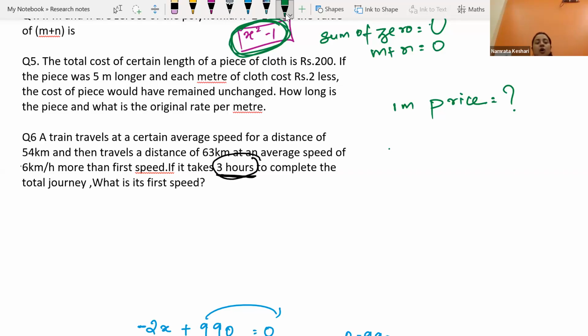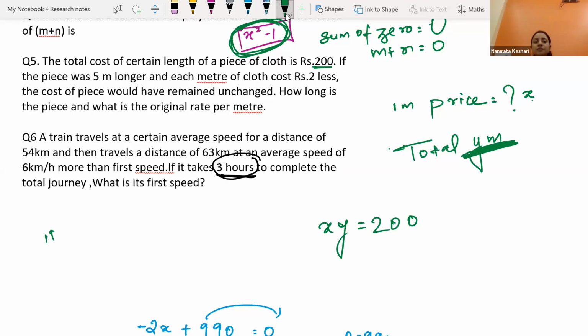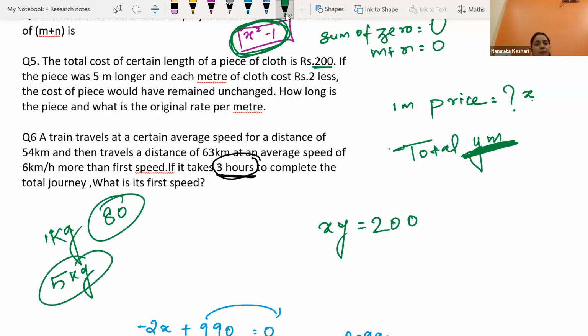Okay, so here the total cost of a certain length of piece of cloth is 200. Maybe 1 meter of cloth's price is X, okay? And maybe the person wants to buy Y meters in total. So the price will be X into Y? Yes or no? X into Y, that is 200. Total price will be the 1 meter price times the measurement the person is buying, Y meters. If 1 kg of sugar's price is 80 rupees and you want to buy 5 kg, you multiply 80 with 5 and you get the total price. Same thing I'm doing over here.